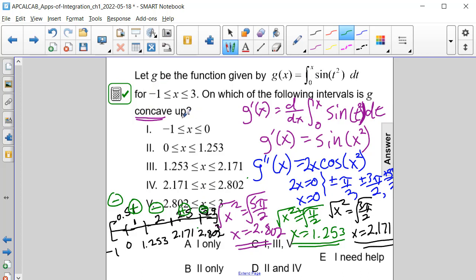All right, and now we can answer the question, where is it concave up? Okay, it's concave up between 0 and 1 and 253 thousandths. It's also concave up between 2 and 171 thousandths and 2 and 802 thousandths. So that's Roman numeral 4. Roman numeral 5, that's concave down. Roman numeral 3 is concave down, and Roman numeral 1 is concave down. So we want Roman numerals 2 and 4, which are answer choice D.